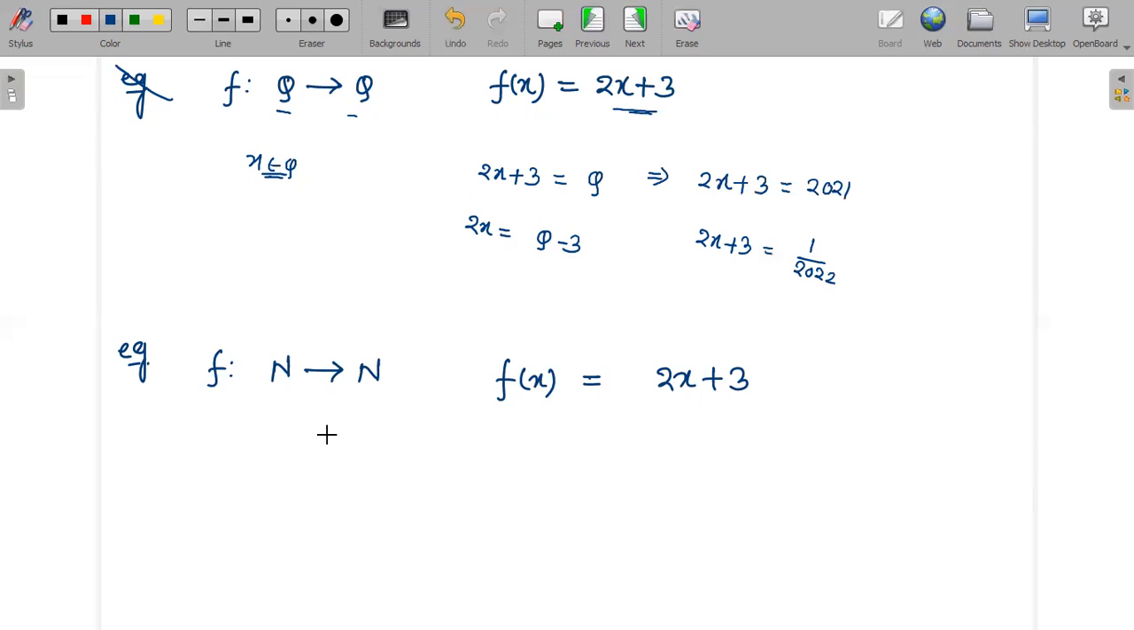But have a look at the second one. This time I'll be substituting a different natural number, and its codomain is the natural numbers.